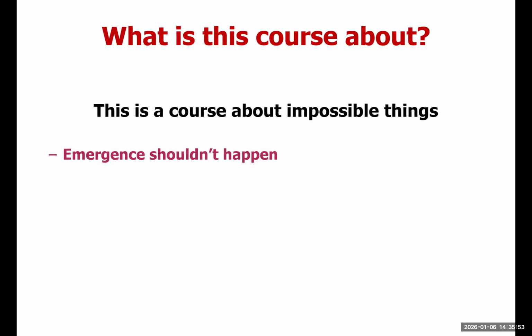Okay, so what are the impossible things? So the first thing is that emergence, whatever that is, and we'll get into that in a little bit, emergence shouldn't happen. It's very easy to prove that any example of an emergent phenomenon that you might think of is impossible. I'll give you one example. We'll talk about it in detail in the class, the idea of a magnet.